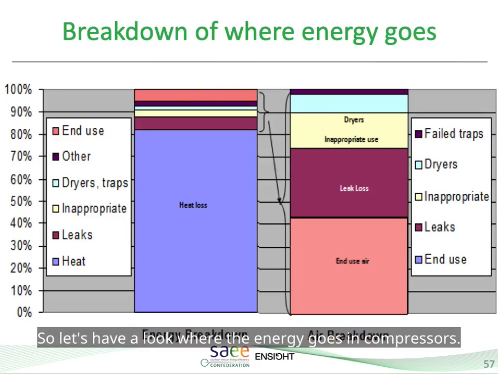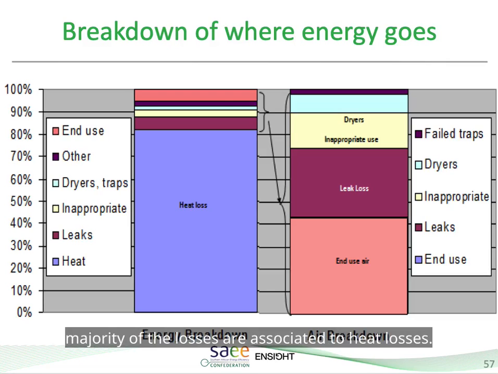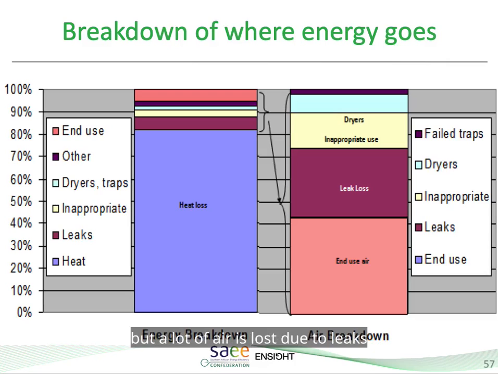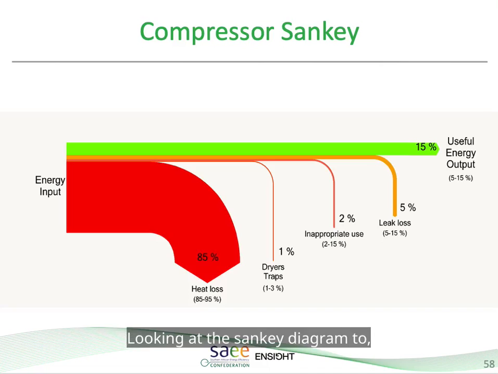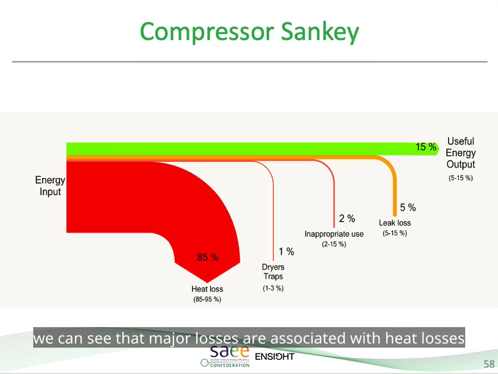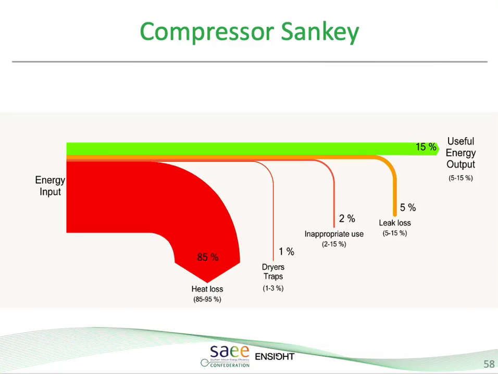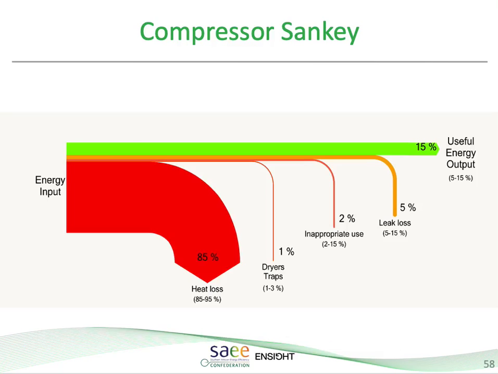So let's have a look at where the energy goes in compressors. When we look at energy, the majority of the losses are associated with heat losses. When we look at air, the majority goes to the end users, but a lot of air is lost due to leaks and inappropriate uses. Looking at a Sankey diagram to illustrate the losses, we can see that major losses are associated with heat losses, and only 15% of useful energy is used.